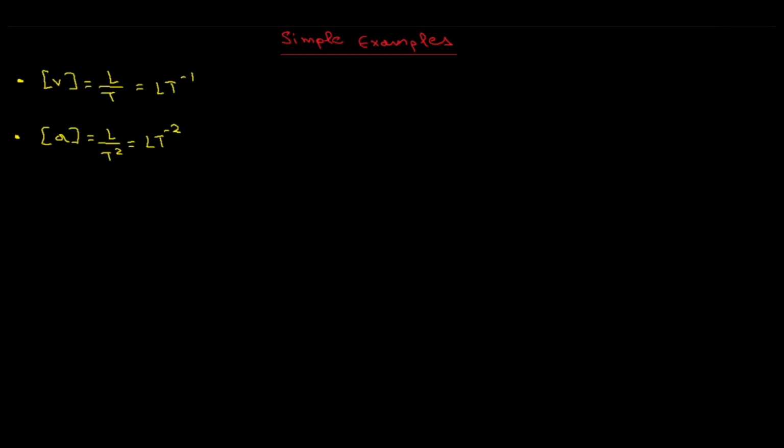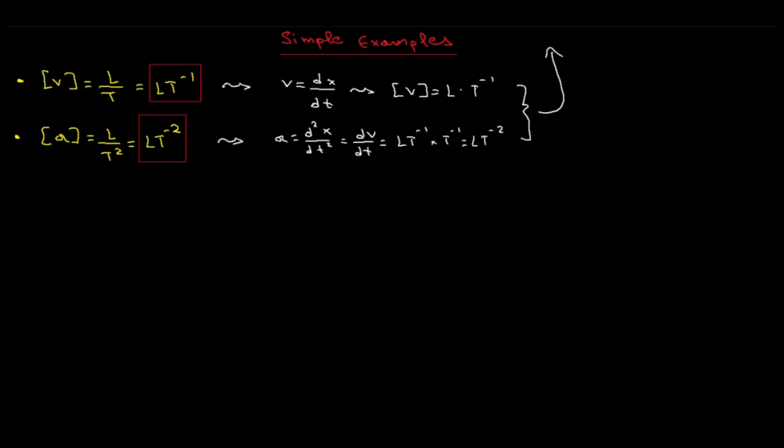The exact same results can also be obtained by taking the time derivative of length for velocity and the time derivative of velocity for acceleration. Or in other words, velocity is the rate of change of length and acceleration is the rate of change of velocity. All these lines of thought are equivalent.